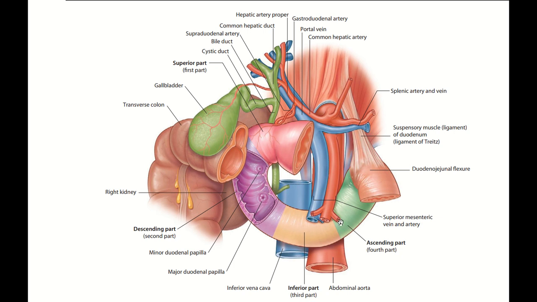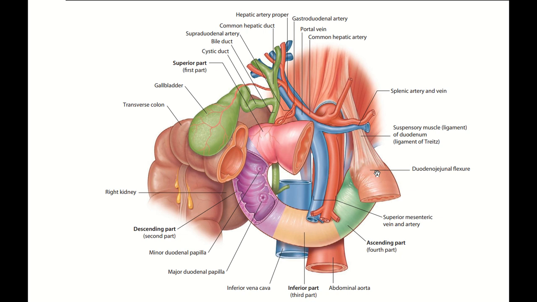Right here, that's your ascending fourth part. Your ascending fourth part is 5 centimeters, which I said ascends from L3 to L2, and then it terminates as the duodenojejunal flexure, or the duodenojejunal junction, right here. And that's where you have your ligament of Treitz. The ligament of Treitz is a ligament that attaches the fourth part of the duodenum to the left crus of the diaphragm. So the duodenal flexure is actually fixed.